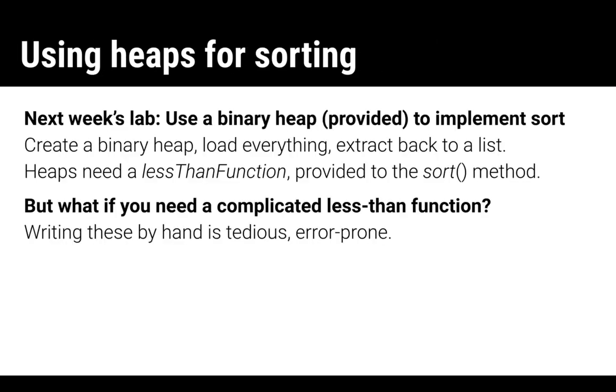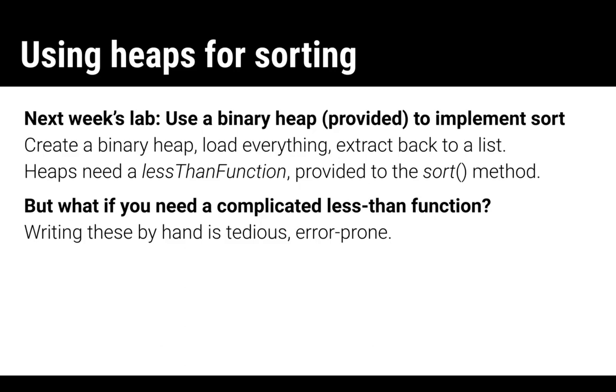All right. Next week in lab, you will use our binary heap, which we are providing to you, to implement sorting on sequences. You're going to create a binary heap, load everything in, and then extract it back out again. So if each operation is order log n, then if you do it n times, you're going to get an n log n sorting function. And the name of this sorting function is cleverly called heapsort. That's actually its name. So that's lab for next week. We'll deal with that next week.